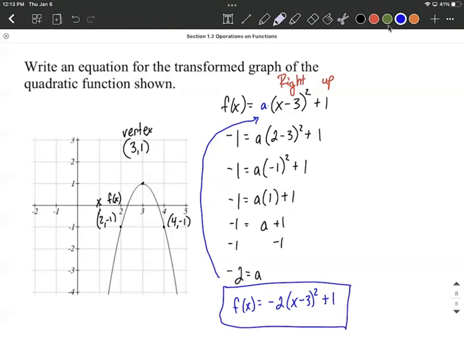All right, hope this helps out. Use that vertex in our transformations and one additional point to come up with these formulas.